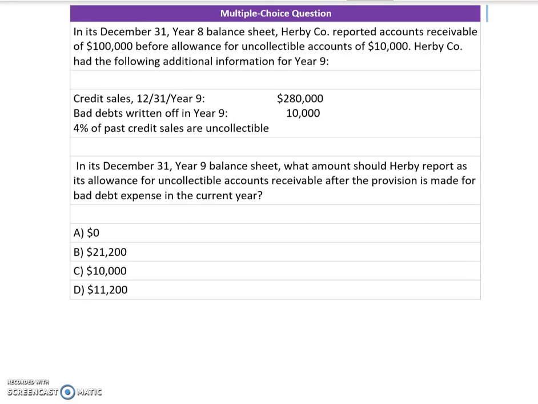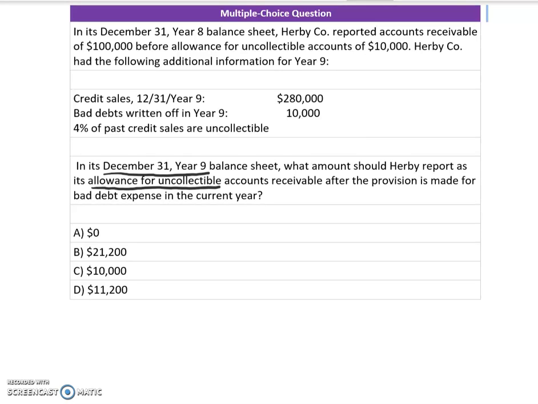In any trade receivable type question related to the allowance method, they're generally either going to be asking you for the balance sheet balance, meaning the ending balance of the allowance for uncollectible accounts, or the bad debt expense that is going to increase that balance in the current year. In this case, they're asking for the allowance for uncollectibles in its December 31st year 9 balance sheet. So this is going to be the end of the year 9 balance of allowance for uncollectibles.